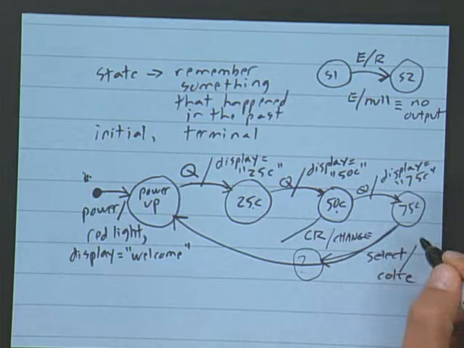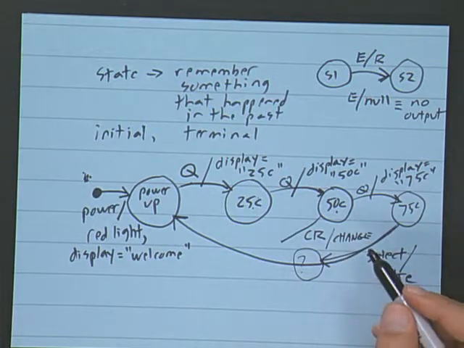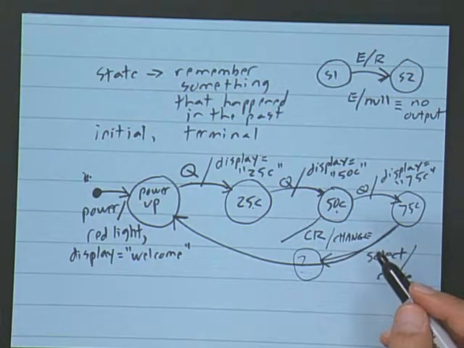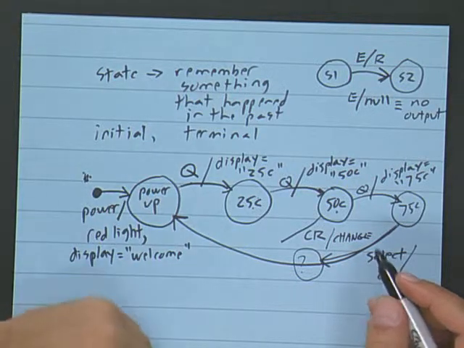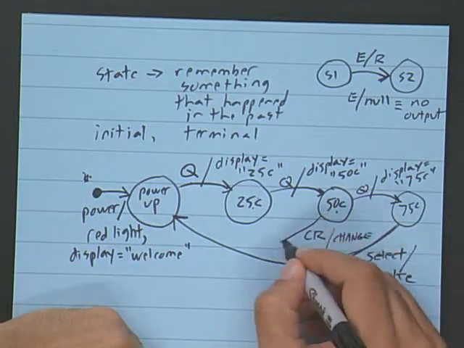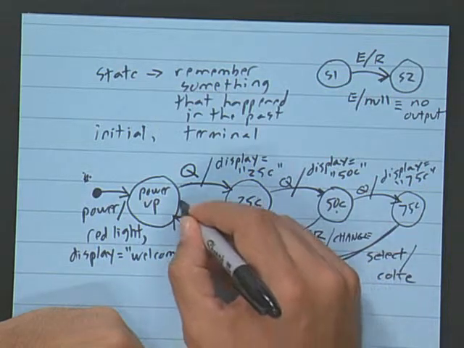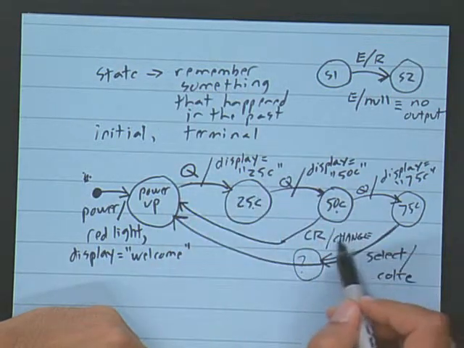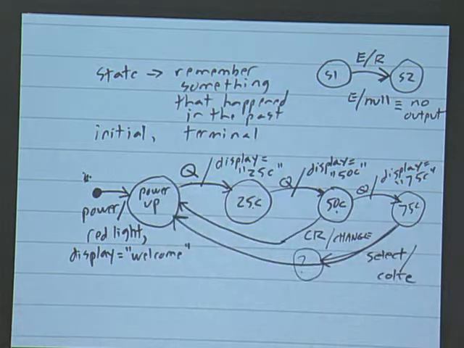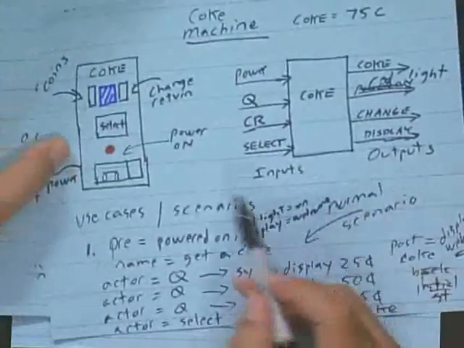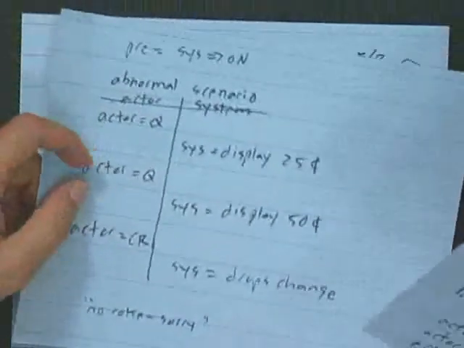And where do I go? I deposit my change. Again, I don't have to remember that I've done that. I just have to start all over. Start all over is one of these two. Give him his change, go right back as if nothing ever happened, right? So that's scenario number 2. So I've done my common scenario, I've done an abnormal scenario.